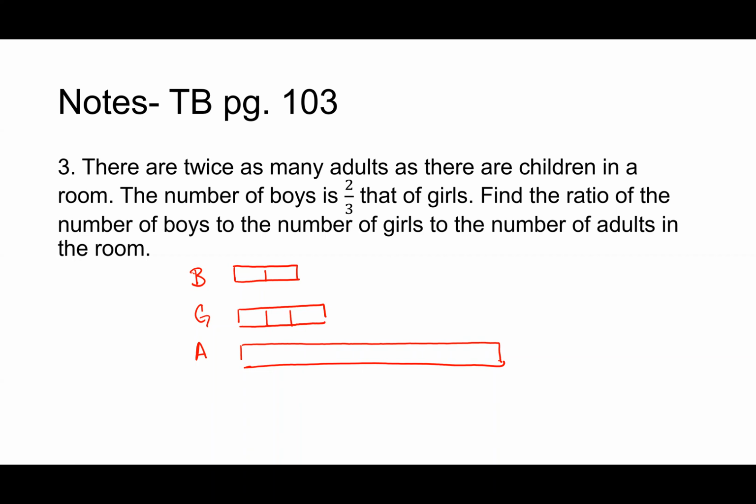Okay. See if I can do this quickly. Here we go. All right, now find the ratio of the number of boys to the number of girls to the number of adults in the room. I want you guys to do a letter ratio first. Boys to girls to adults. I know you can probably skip that step and do it in your head. It's not very hard, but we can't always skip that step when the word problems get harder.